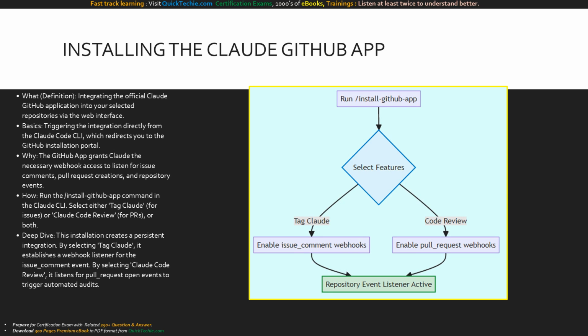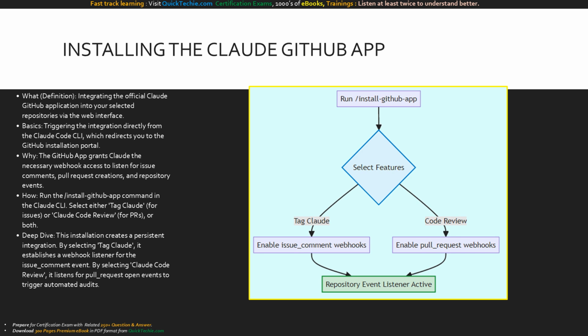With authentication complete, we move to installing the Claude GitHub app. What does this mean? We are integrating the official Anthropic application into your repository so it can listen for events. The basics involve triggering the setup from your local Claude Code CLI, which handles the redirection to GitHub's web portal. Why is the app necessary? Because Claude needs webhook access to listen for specific triggers, like when someone comments on an issue or opens a pull request.